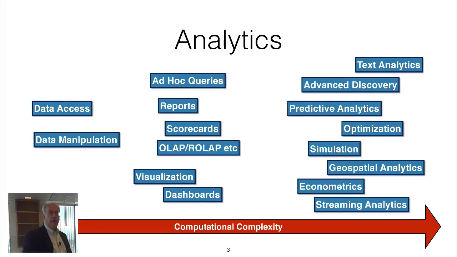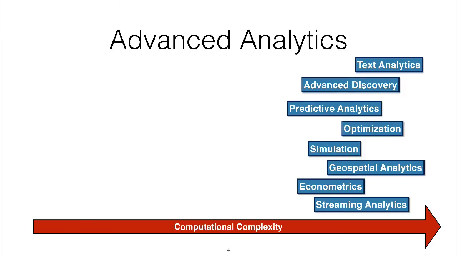Okay, so as I said before, in analytics there's this cloud of terminology and concepts, and everybody is an analytics platform and so forth. But you have everything from data access and data manipulation to that center column of BI type stuff, queries, reports, scorecards, blah, blah, blah. And over to the right-hand side with growing computational complexity, things like text analytics, advanced discovery, such as clustering, graph engines, and so forth, predictive analytics, blah, blah, blah, blah.